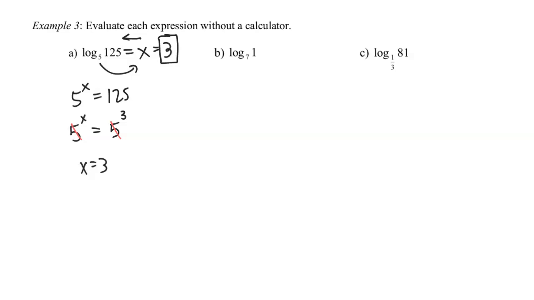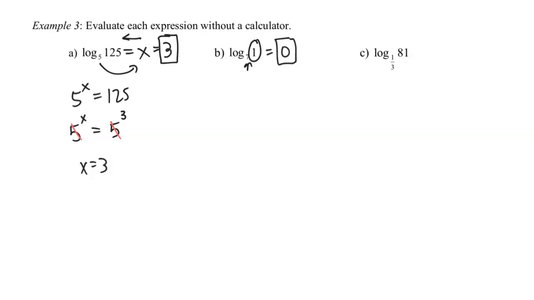Okay, letter B, log base 7 of 1 is equal to what? Again, this question is asking, 7 to the what power is equal to 1, or what power of 7 is equal to 1? Here's a beginner's tip. Anytime this number right here is a 1, the answer has to be 0, because that's the only thing you can put in the exponent in order to get a 1. It will not matter what the base is, because anything raised to the 0 power is equal to 1.